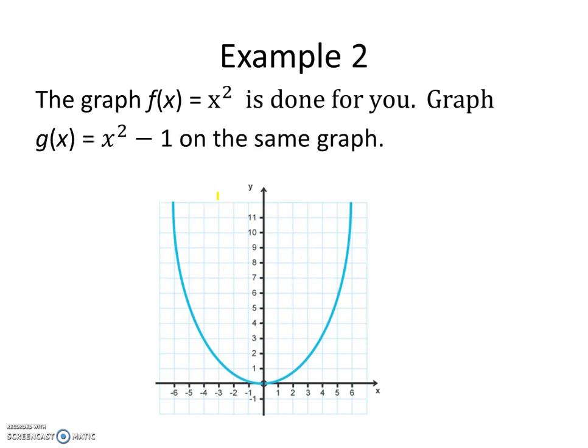Example 2, the graph of f of x equals x squared is done for you. Graph g of x, which is x squared minus 1, on the same graph. Again, we're working with the y-axis, and it just moves it down 1, and we draw the graph.